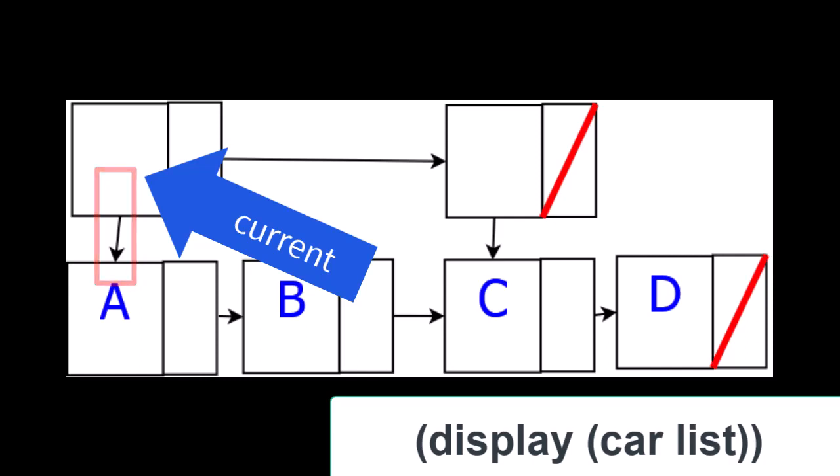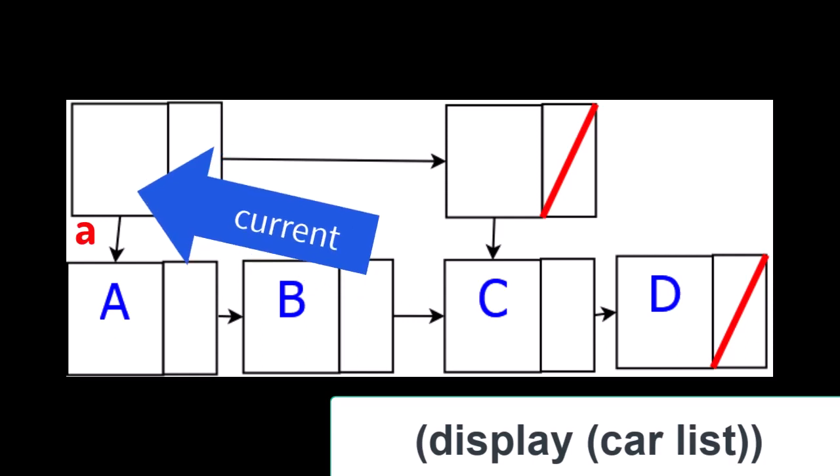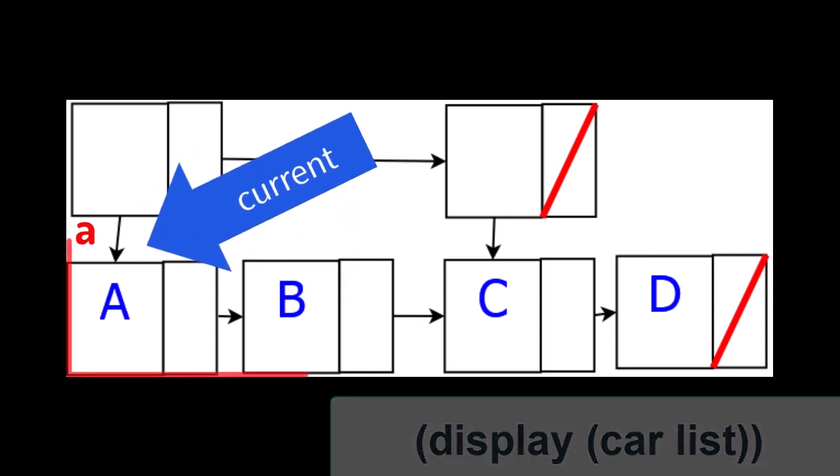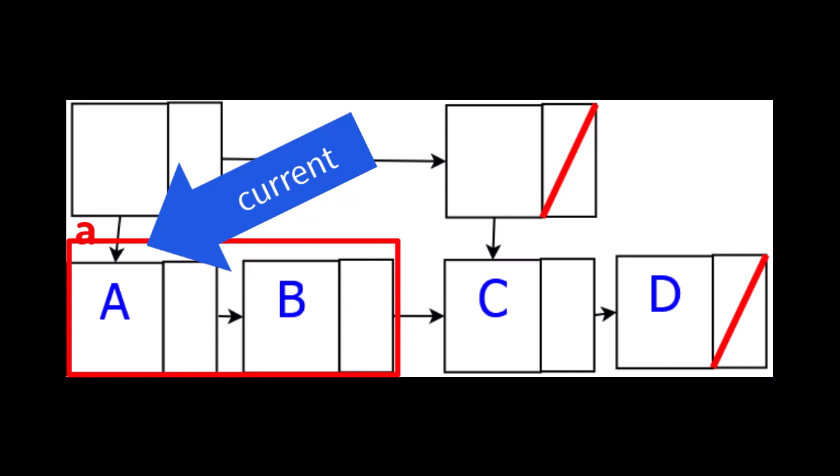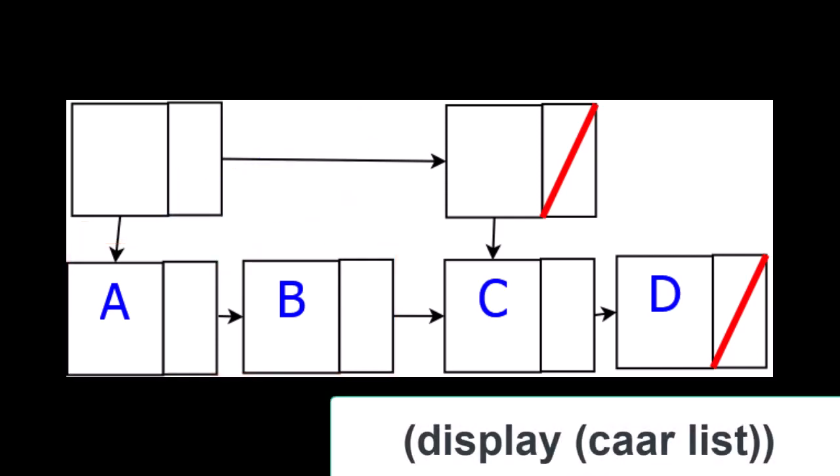It goes to a list. So that first part, this is the car of that list using the A. So that would print out A and B. But here's the interesting part. The next one's the interesting part because it's caught with 2 A's.